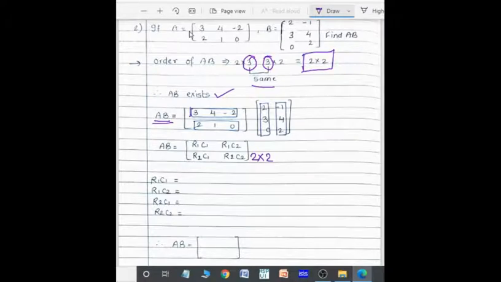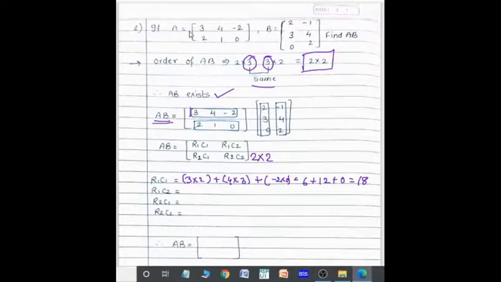So 3 into 2 plus 4 into 3 plus minus 2 into 0. Solve this. 6 plus 12 plus 0, that is 18.